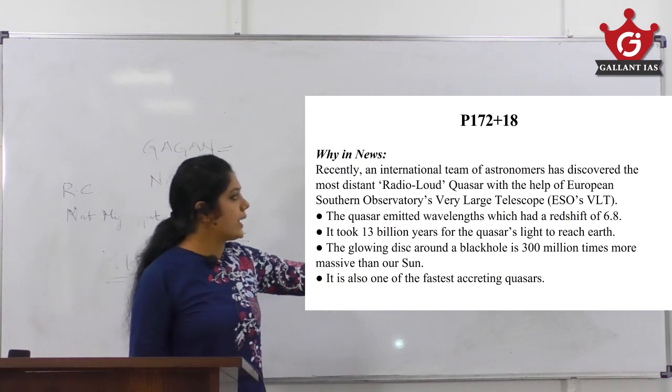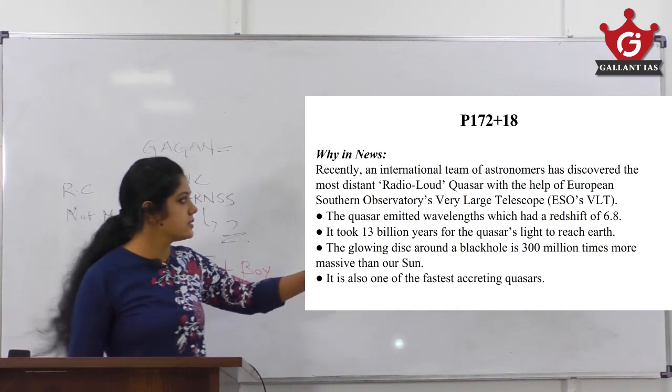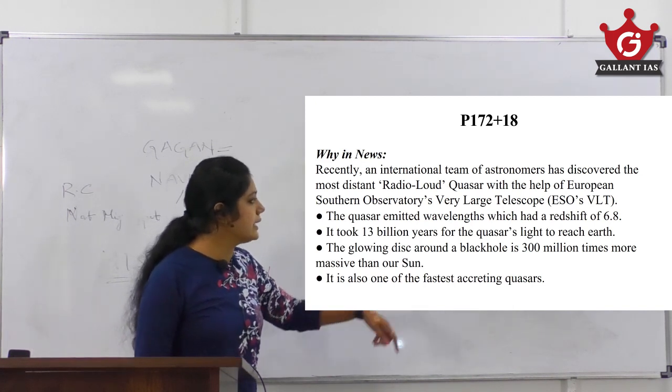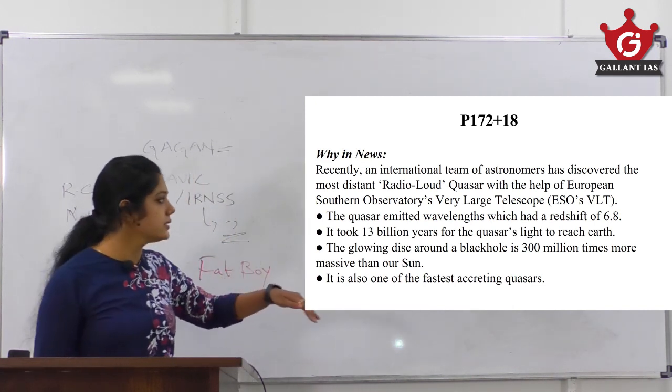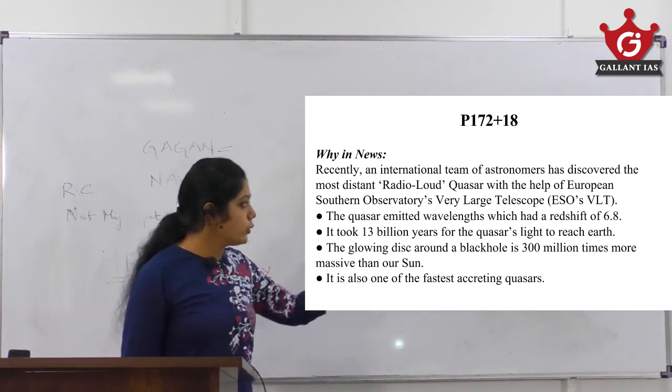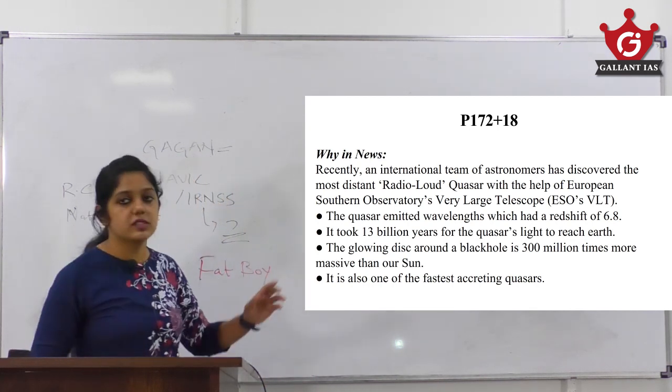The quasar emitted wavelength which had a redshift of 6.8. Redshift and all not so important for your examination. It took 13 billion years for the quasar's light to reach Earth. The glowing disk, see it is often referred to as a glowing disk, around a black hole is 300 times more massive than our sun.